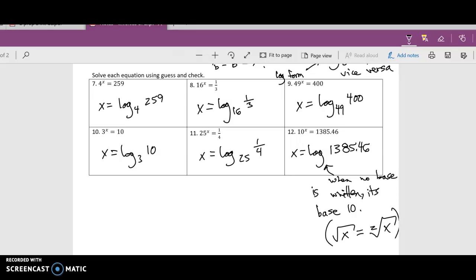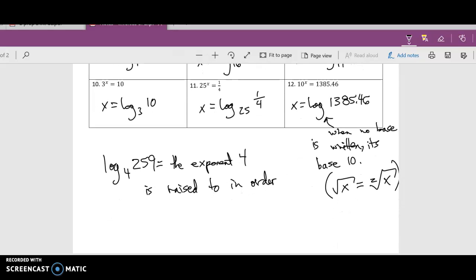Okay. What does it mean, though? So what does log base 4 of 259 mean? It's the exponent 4 is raised to in order to equal 259.